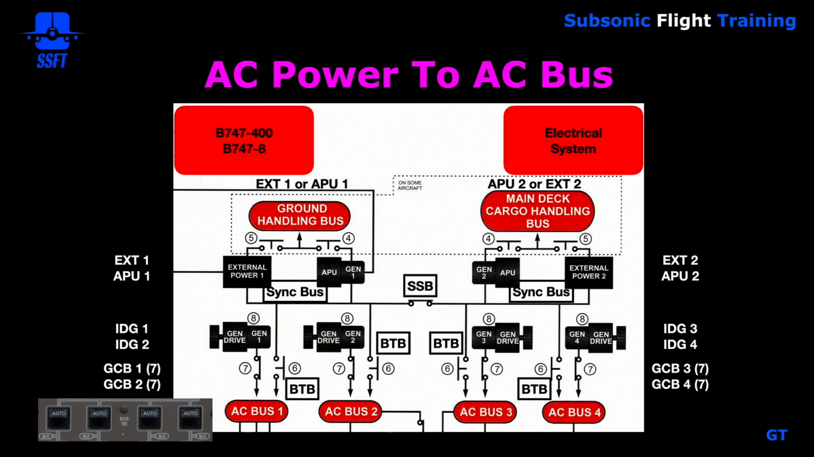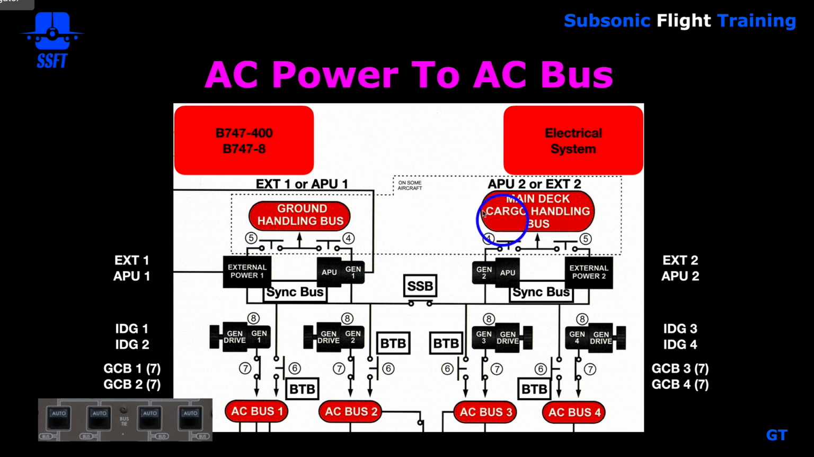Here's a schematic representation of the electrical system for the 747-400 and 747-8. You can see going from the top, we have the ground handling bus. We said the ground handling bus can be powered by external 1 or APU 1. And when either one of those are available, and when you see the avail light, it simply means that the frequency and volts are good, they're acceptable. Either one of these available will power the ground handling bus. If both are available, again, external one is the preference.